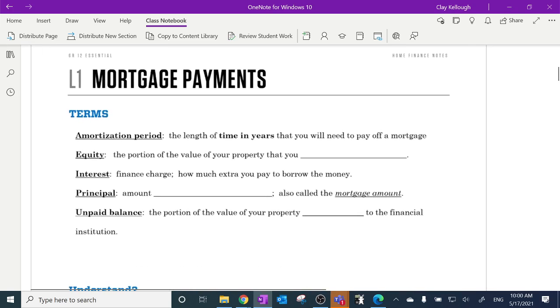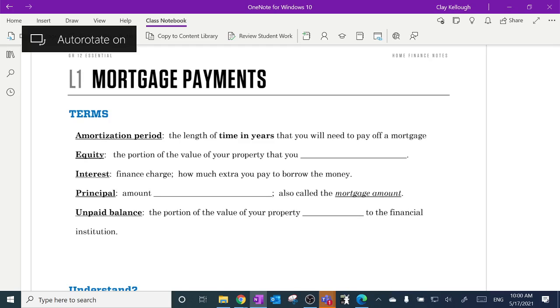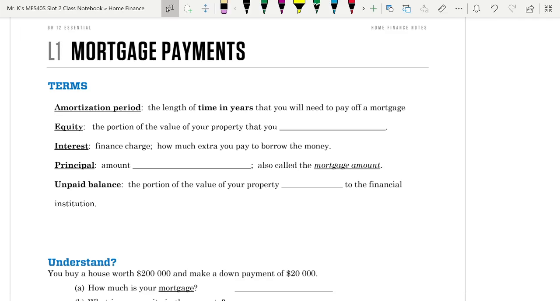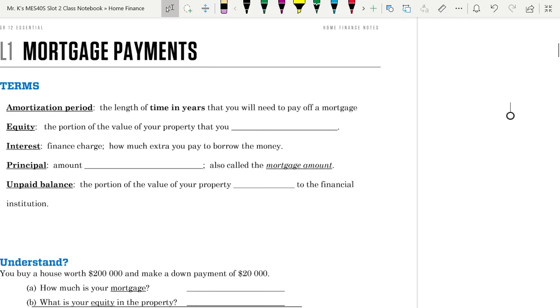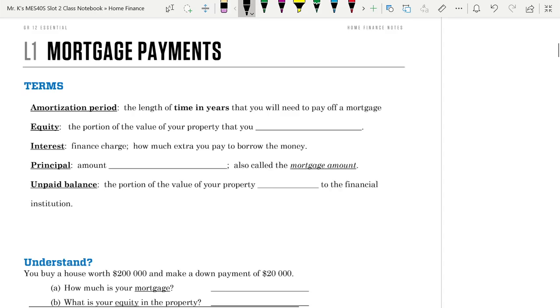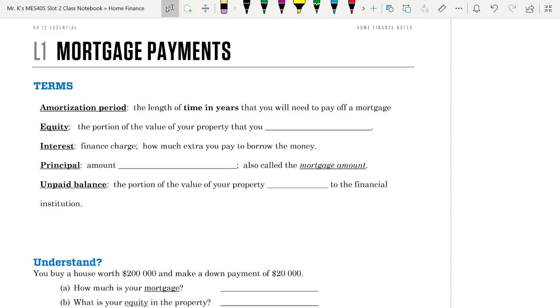So, first of all, I guess the basic definition of what is the amortization period. Okay, and so the amortization period is the length of time in years that you will need to pay off a mortgage. And again, the word mortgage itself just means it's the payments you are making to own a piece of property or a house. Okay? Equity is the portion of the value of your property that you own.